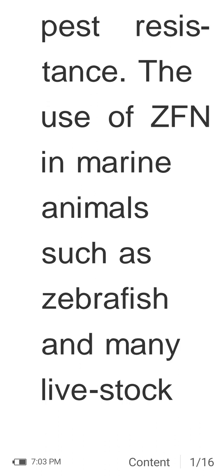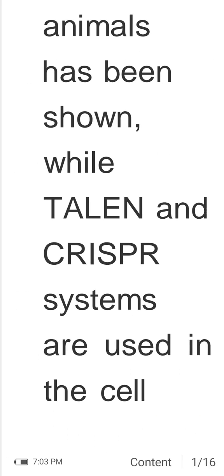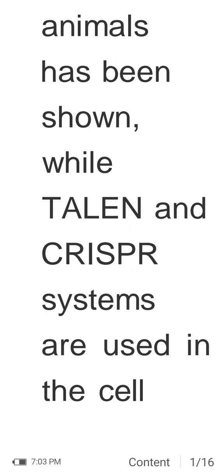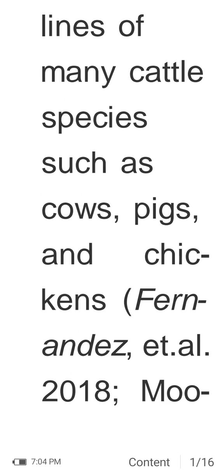The use of ZFN in marine animals such as zebrafish and many livestock animals has been shown, while TALEN and CRISPR systems are used in the cell lines of many cattle species such as cows, pigs, and chickens.